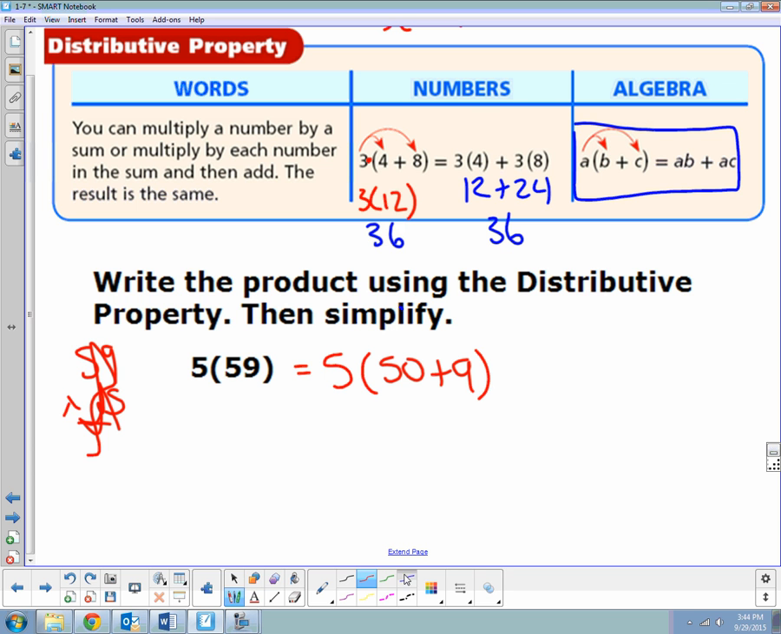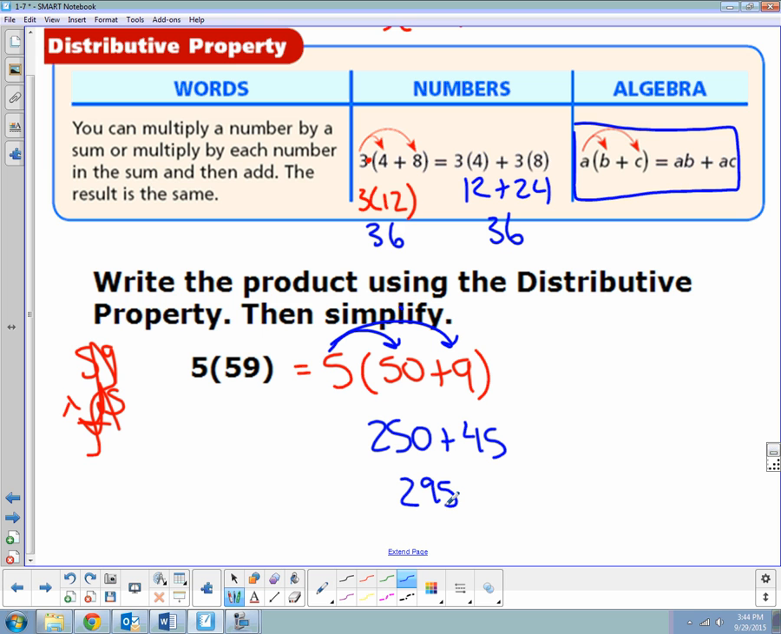5 times 50 is 250. 5 times 9 is 45. Those are two things I can do quickly and easily in my head. So if I add those together, I'm going to get 295. That's something I can comprehend, or I can compute mentally.